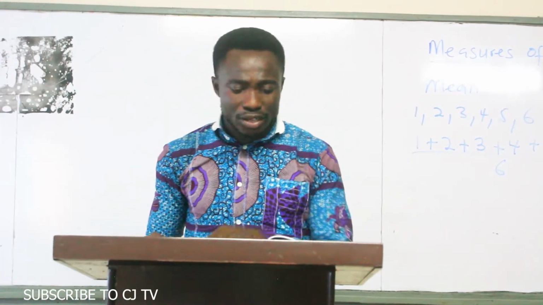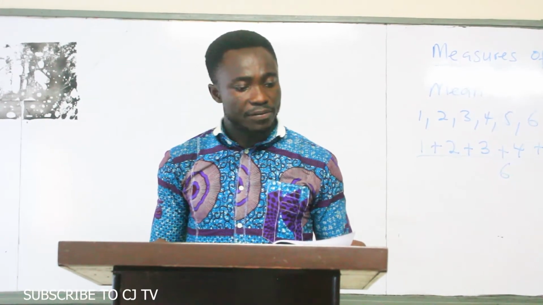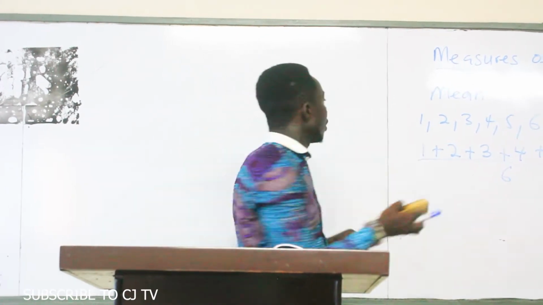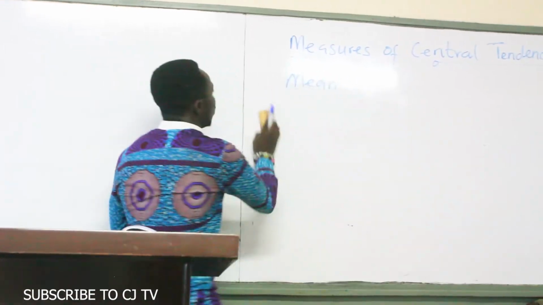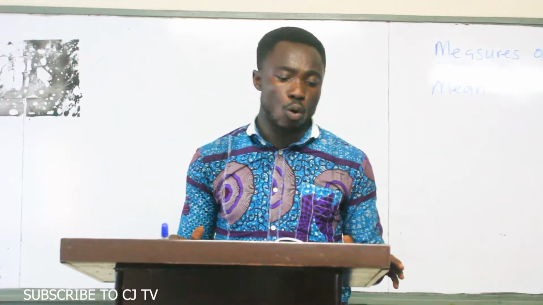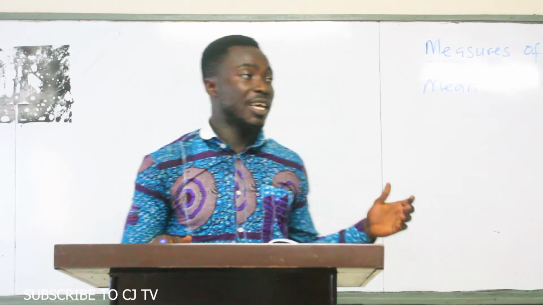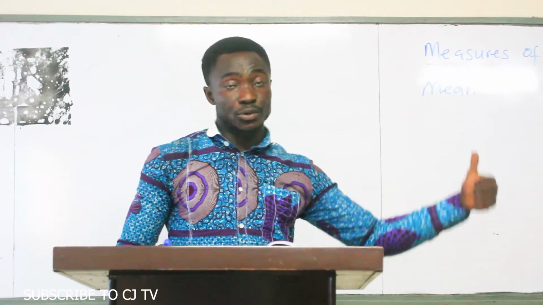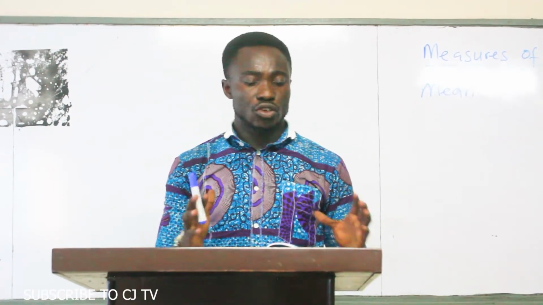Now, let's quickly go to the features or properties of the mean. Let's look at the properties of the mean. The first property of the mean is that the mean is influenced by every score or value that makes it up. From the example we made earlier, we added all the available scores, 1 plus 2 plus 3 plus 4 plus 5 plus 6, all over 6. That gives us the mean for the class. So the mean is influenced by all the scores available that make up the distribution.